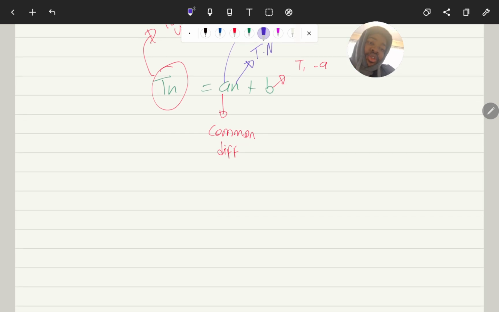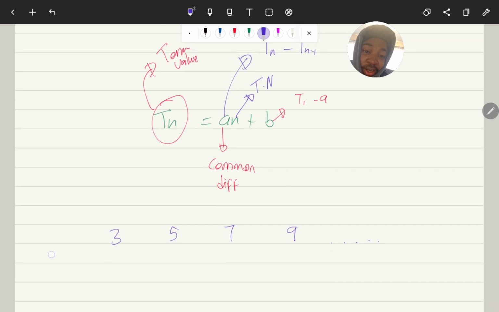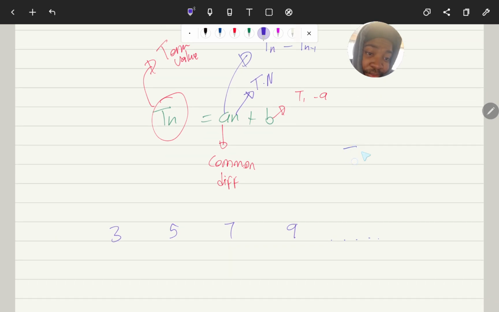I'm going to give us a pattern, and we're just going to have to find the general formula of that pattern. You'll see that for most of these questions, once you have the general formula, every other question is easy, because then they will ask you about the general formula. We have 3, 5, 7, 9, and of course it continues.